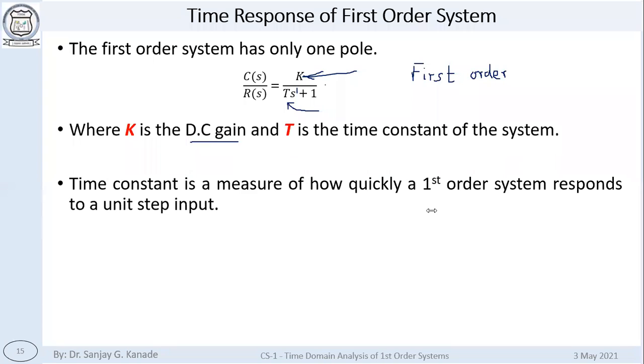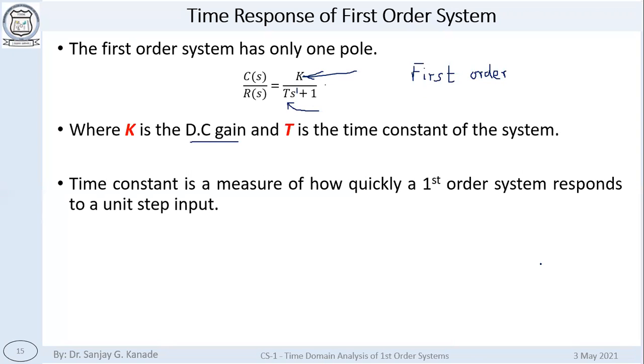It shows how fast the system will respond to a unit step input. It means, if I apply a unit step input to, let's say, a time constant 1 system, how fast is it? And for a time constant 2 system, how is it? We are going to see these things in the further part of our lectures.